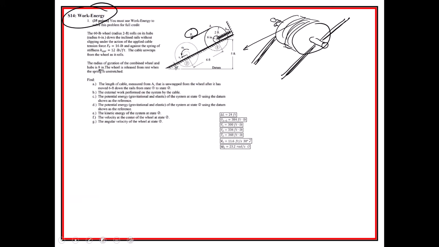So the length of the cable measured from A that is unwrapped from the wheel after it has moved 6 feet down the rails. So here's the 6 feet that it's moving right there.